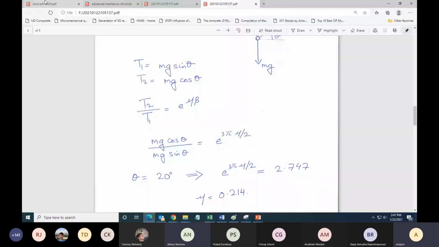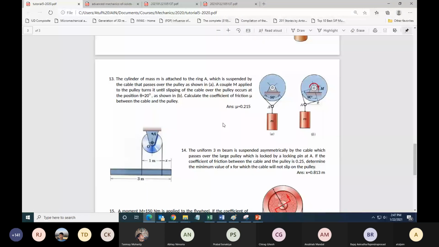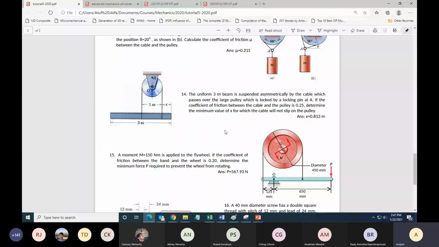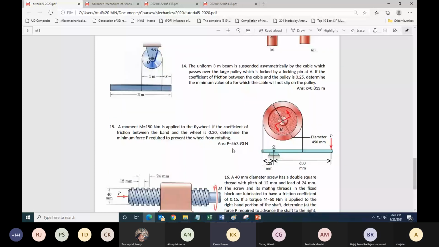Were you able to solve problem number 15? Sir, in 12 they have given mu. Question 12, mg by 5 answer. Question number 12. Yes.